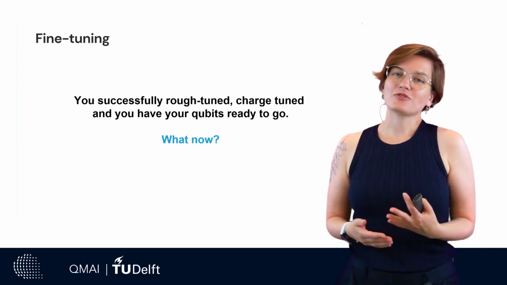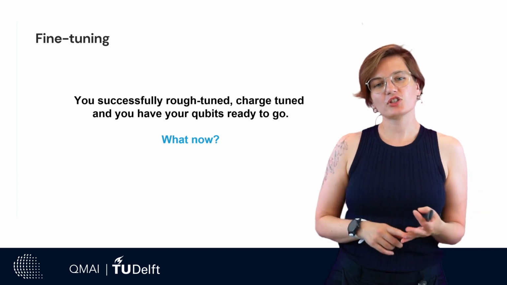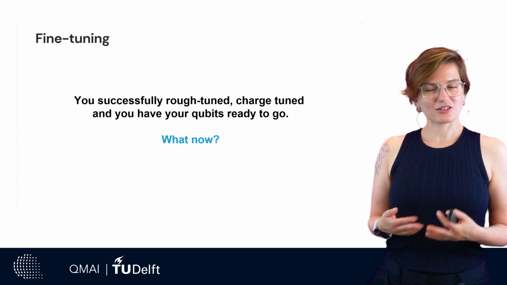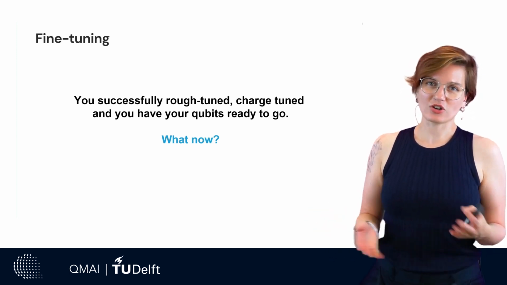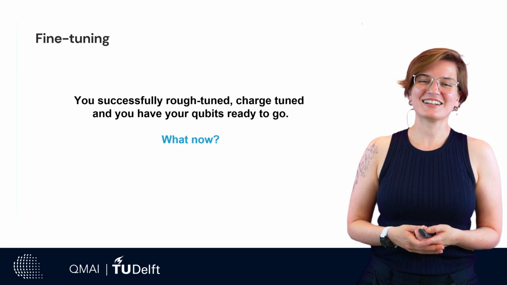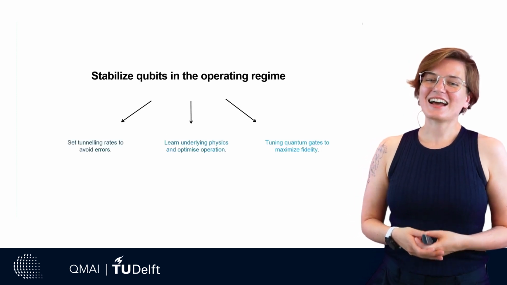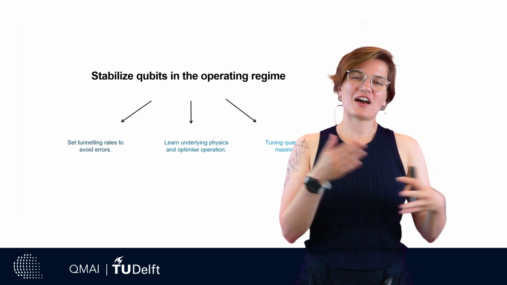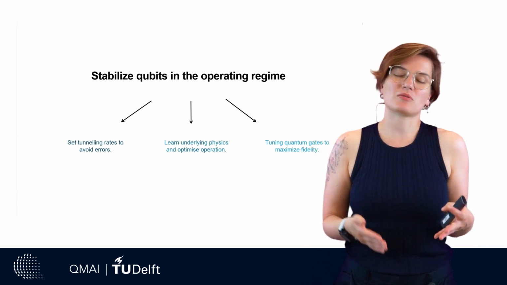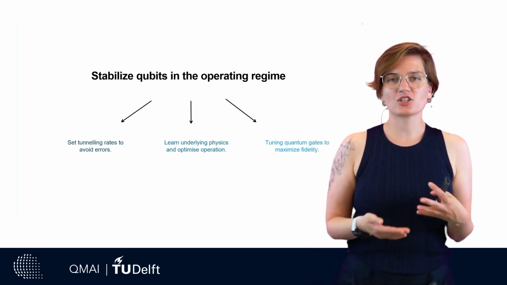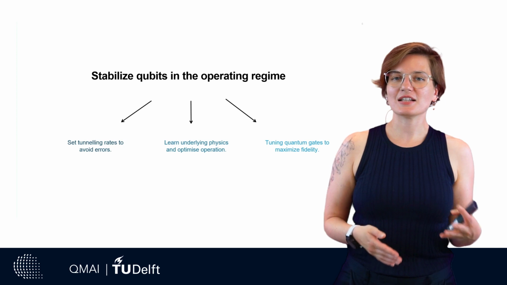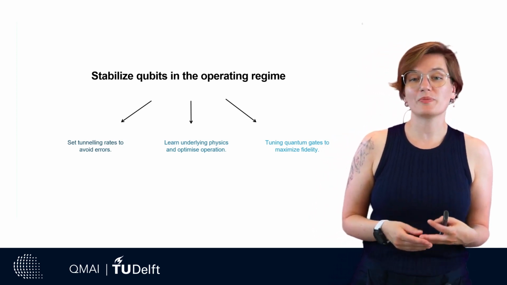So far, we have arrived at the point in the course where you have successfully rough-tuned and charge-tuned, and your qubits are ready to go. So it could seem that what is left is just to celebrate and enjoy your qubits, but there is still a Module 4, so maybe that's not the final answer. The reality is that even when you define the operating regime of your device and prepare, for example, a specific charge state that you want to be in, you still have to do some extra tuning to stabilize your qubits or your device state in the operating regime where you want to be.